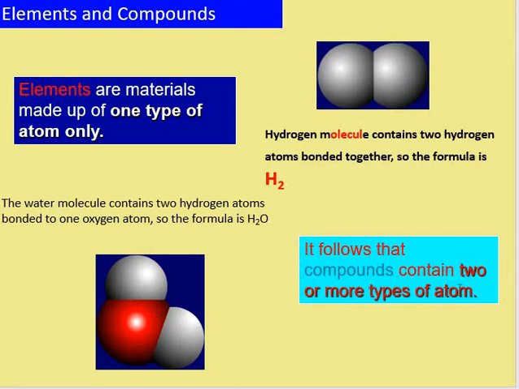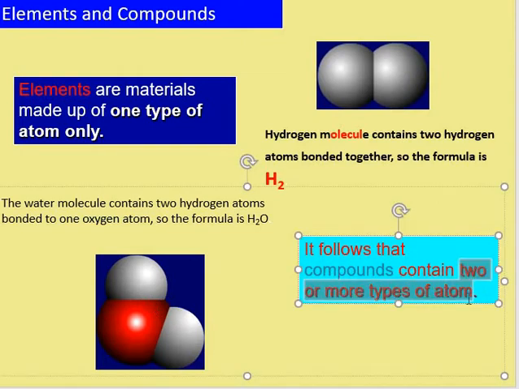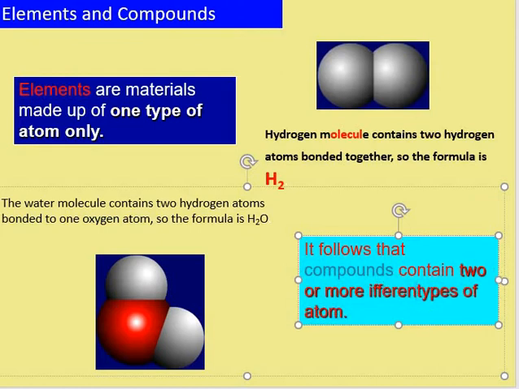And then a compound contains two or more types of atoms. So these are actually two or more different types of atoms.